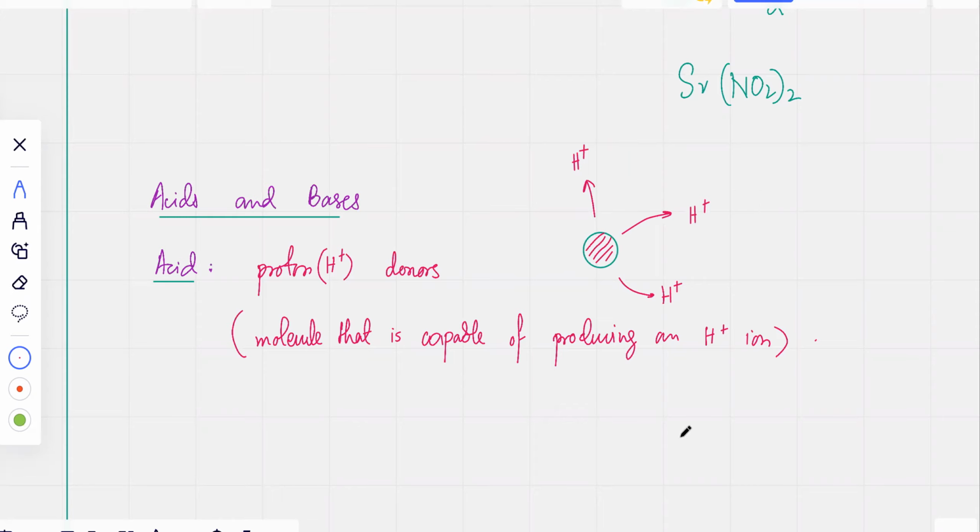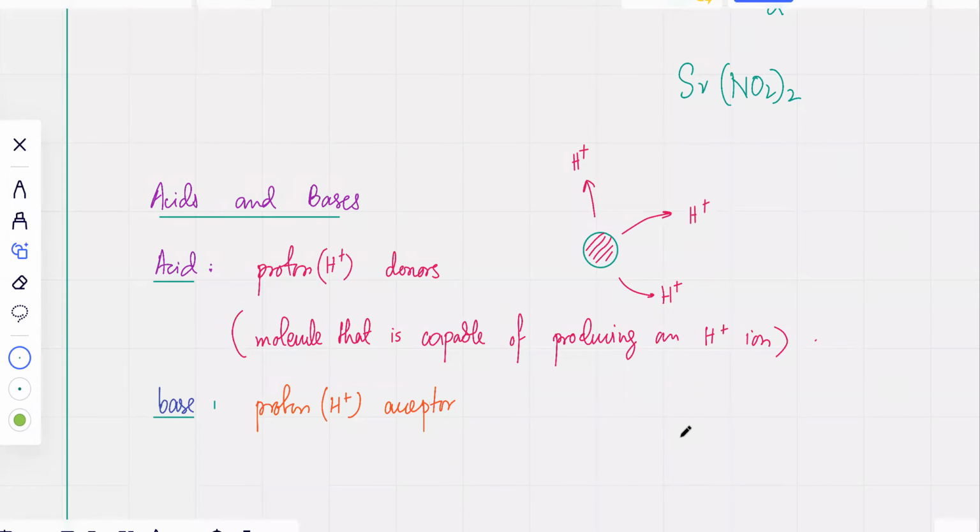And the base does exactly the opposite. This is what the definition of it is, exactly the opposite. It's a proton acceptor. It's a proton or H+1 acceptor. So it's a molecule that actually gains H+1 ions.